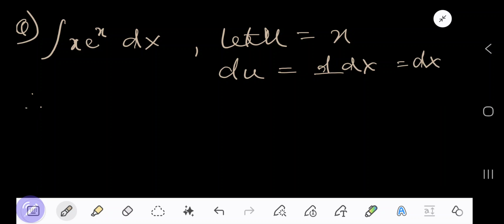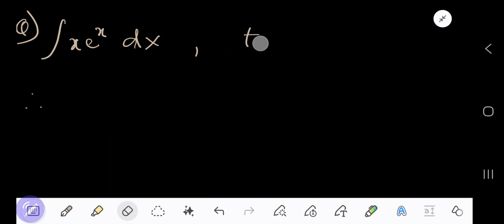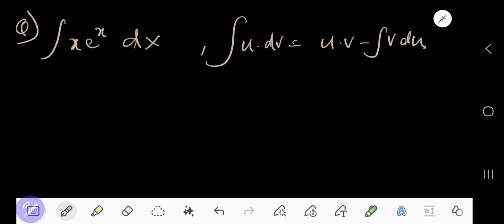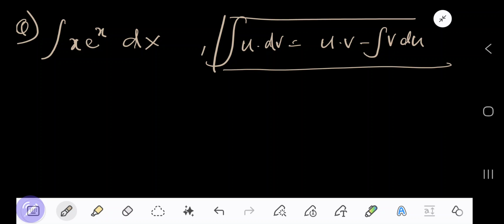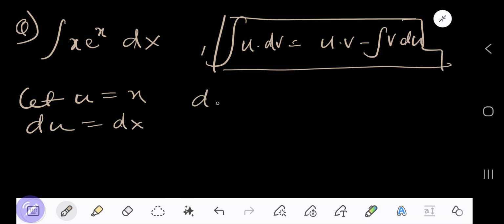Actually, what we're going to use here instead of u substitution, we can use the u dv rule. If you don't know it, integrating u dv equals u times v minus the integral of v du, right? So using that, over here we're going to let u equal x again, so du will become dx, and we're going to let dv equal e raised to x dx.